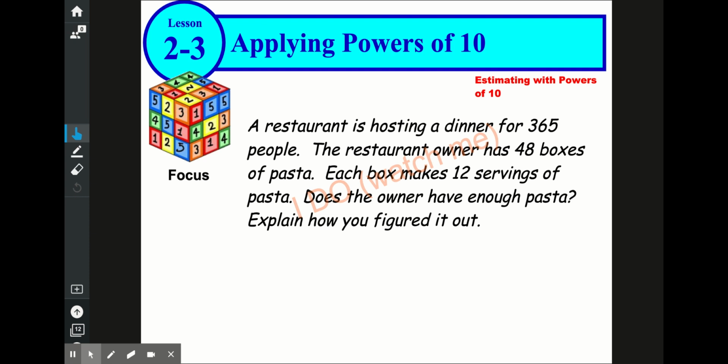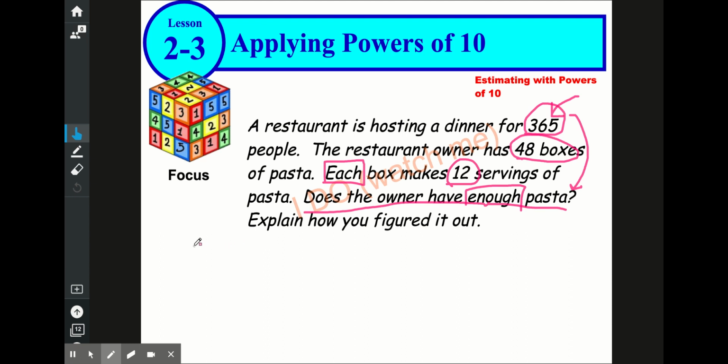When we have problems like this, we are not being asked to solve the exact amount. We are being asked a reasonableness question. Right here, does the owner have enough pasta? The word enough, that right there is telling me I just need to have a logical, reasonable, does it make sense answer. So I see that we have 365 people. He has 48 boxes of pasta. Each box, for each box, makes 12 servings. So I've got 48 boxes, 12 servings. This is what we need. This is the number that's going to help us decide, is it reasonable?